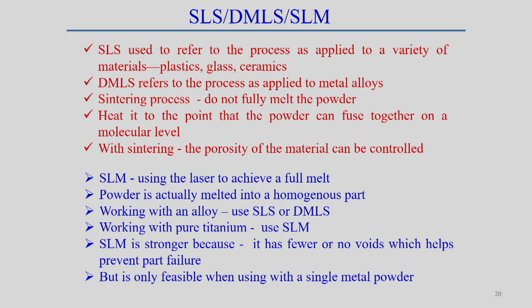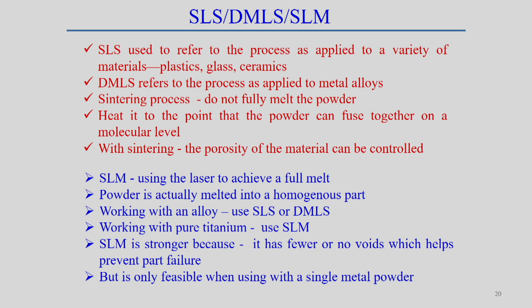With sintering, the porosity of the material can be controlled. Now, if you use the selective laser melting process, you use the laser to achieve full melt. In these cases, instead of sintering, full melting is applied. Powder is melted into a homogeneous part. When working with an alloy we can use the selective laser sintering process or direct metal laser sintering process. But in the case of a pure metal, for example pure titanium, we normally use the selective laser melting process.